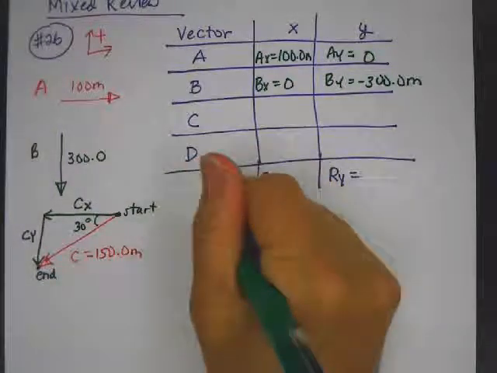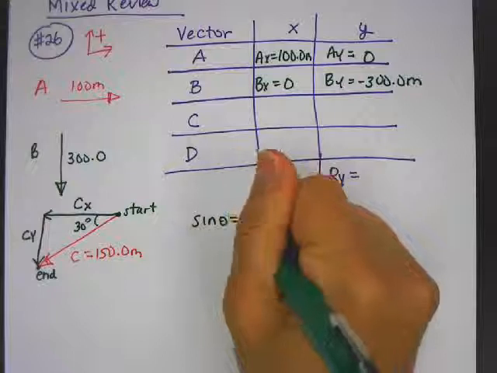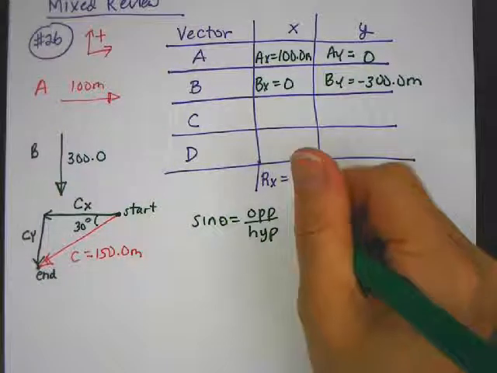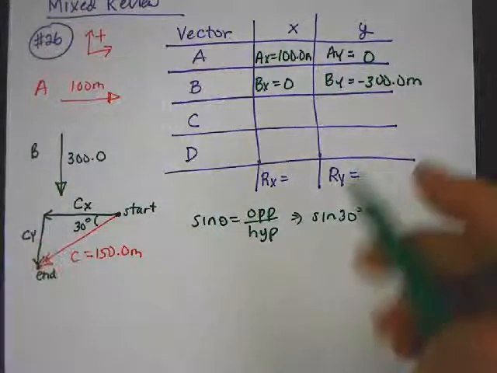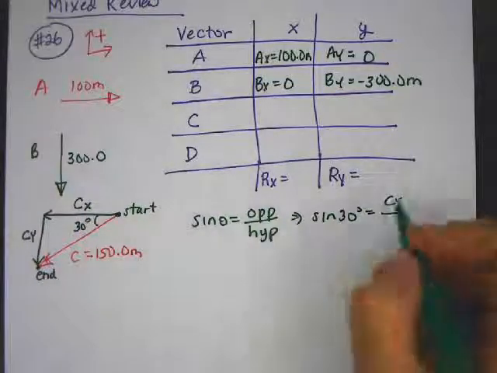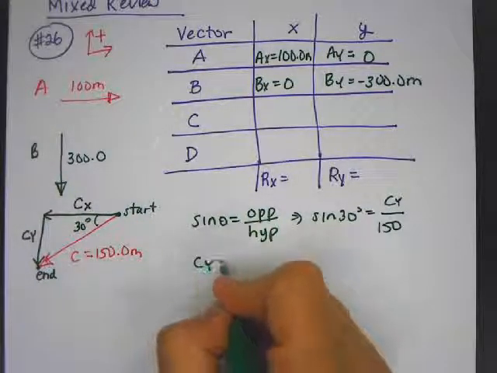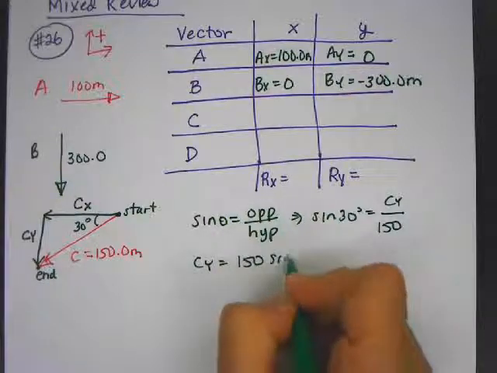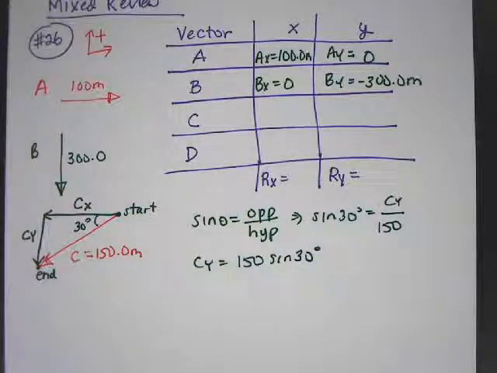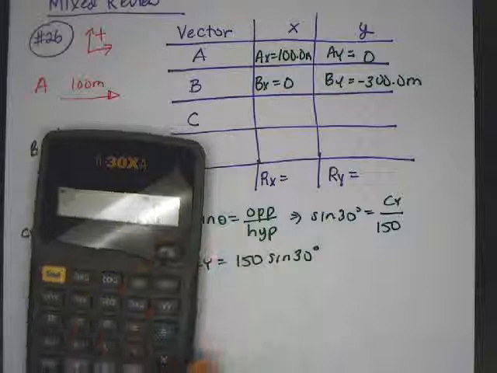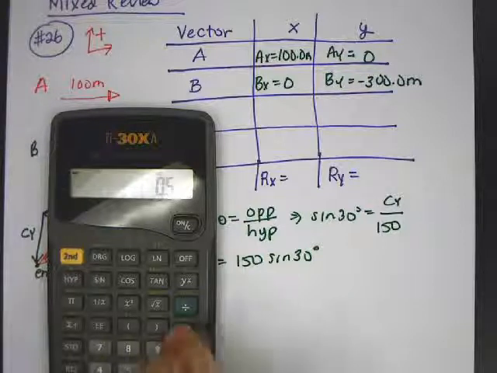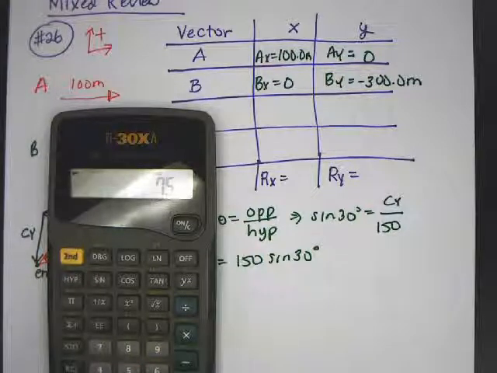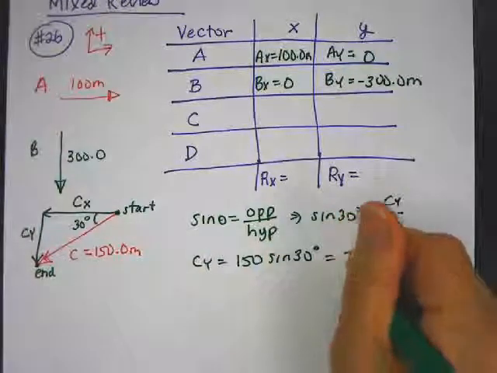So I know that sine of theta is equal to opposite over hypotenuse. So now I'm going to look at my picture, and I'm going to say sine of 30 is equal to opposite. Opposite the 30 is CY over the hypotenuse, which is 150. So CY is equal to 150 times sine of 30 degrees. So now I'm going to take my calculator, and with the calculators we're going to use on the test, I'm going to press 30 sine times 150 equals, and that comes out to be 75. So this is 75 meters.